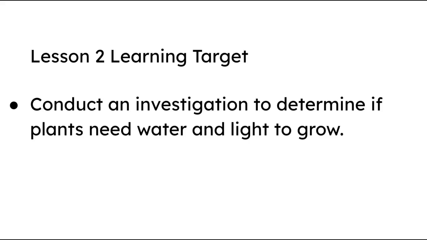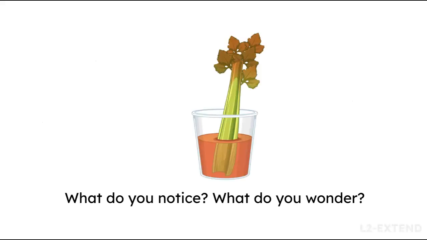By the end of this lesson, students will have conducted an investigation to determine if plants need water and light to grow. In Lesson 3, students will continue observing plant growth over time and begin exploring the plants in their schoolyard. For the optional extend, you can set up and carry out a demonstration to show colored water making its way up the stem of a celery stalk to the leaves.